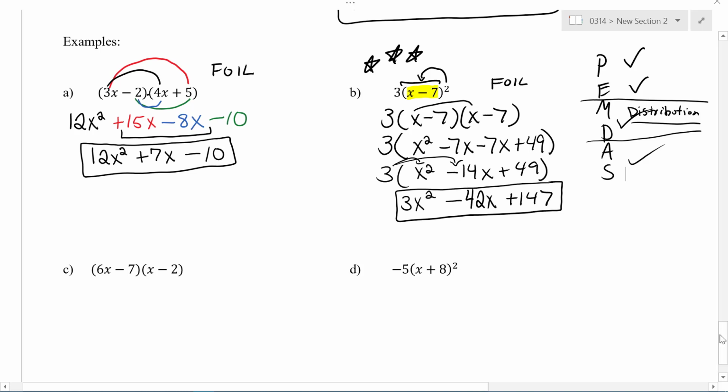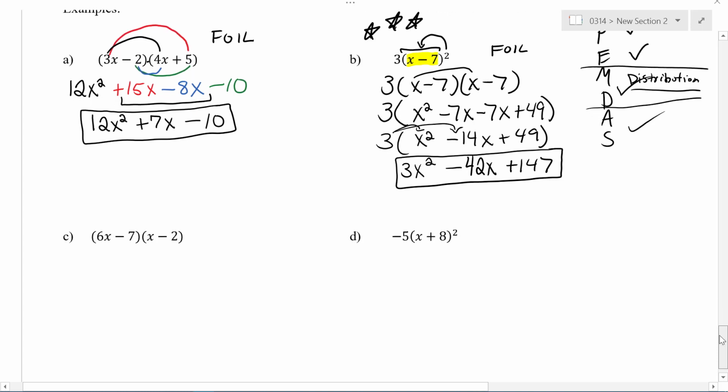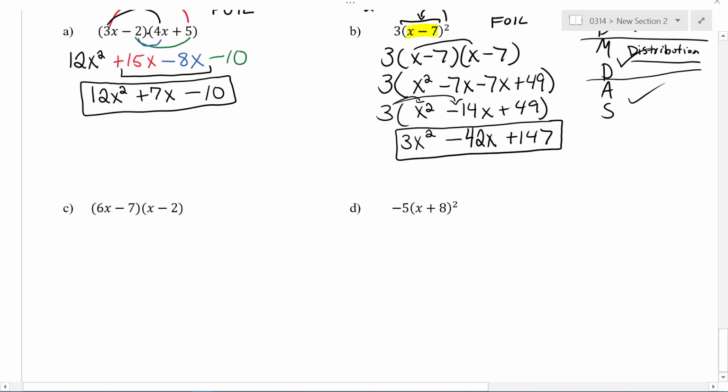Okay, so let's do 2 more examples. Okay, so I have a 2-term thing times a 2-term thing. You can follow PEMDAS here as well. If you do follow PEMDAS, the first thing you ask yourself is, is there anything I can do within the parentheses? Well, 6x minus 7, those are not like terms, so I can't do anything. X minus 2, can't do anything there either because those are also not like terms.